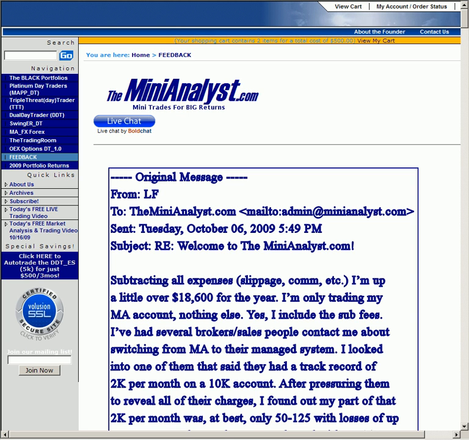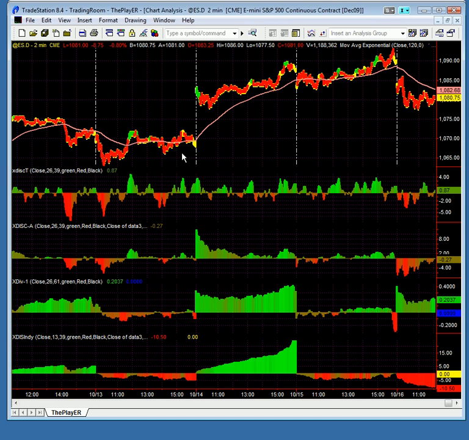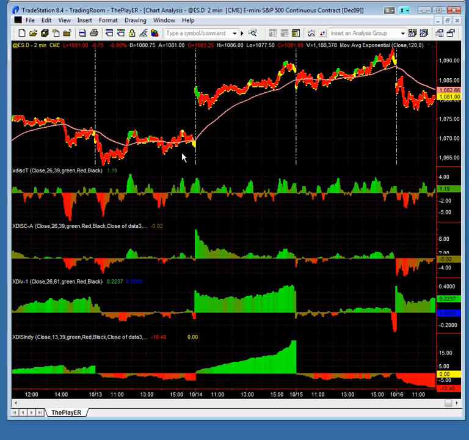The first thing we're looking at here is a chart of the market. As usual, this is the mini S&P 500 futures contract, real time. Last print of 1081 on the 16th day, October 2009, Friday. This is Friday, Thursday, Wednesday, Tuesday, Monday.